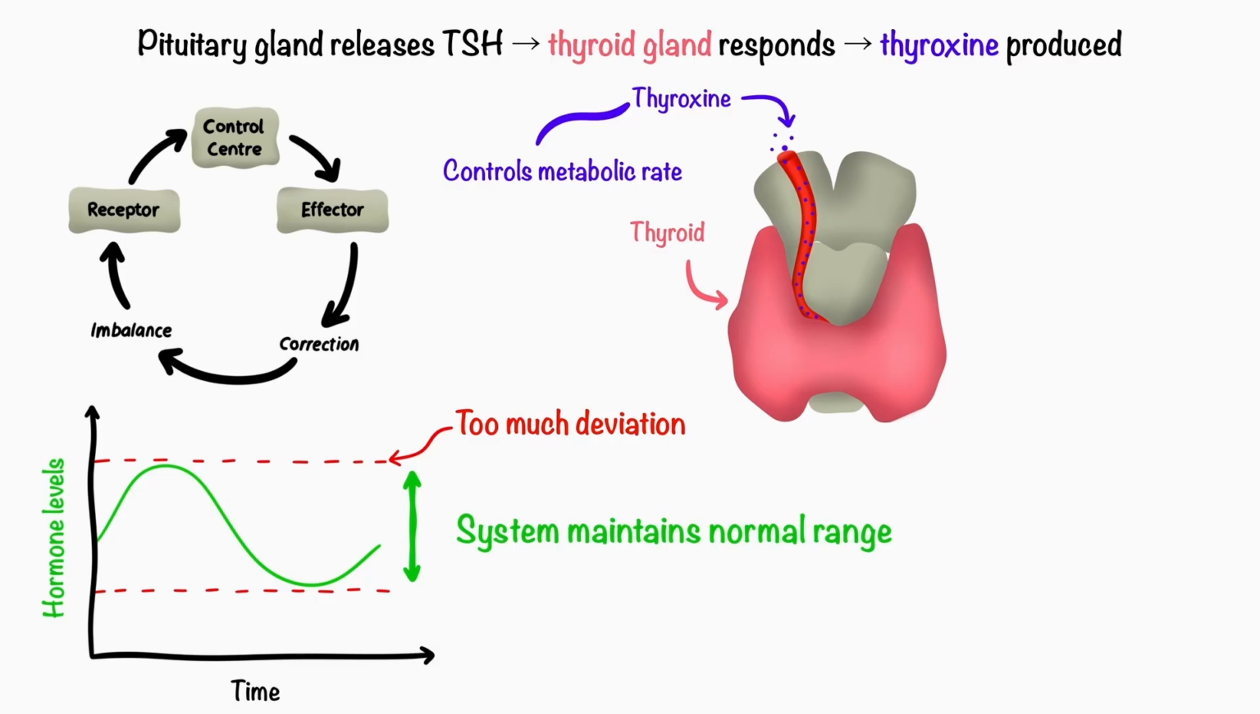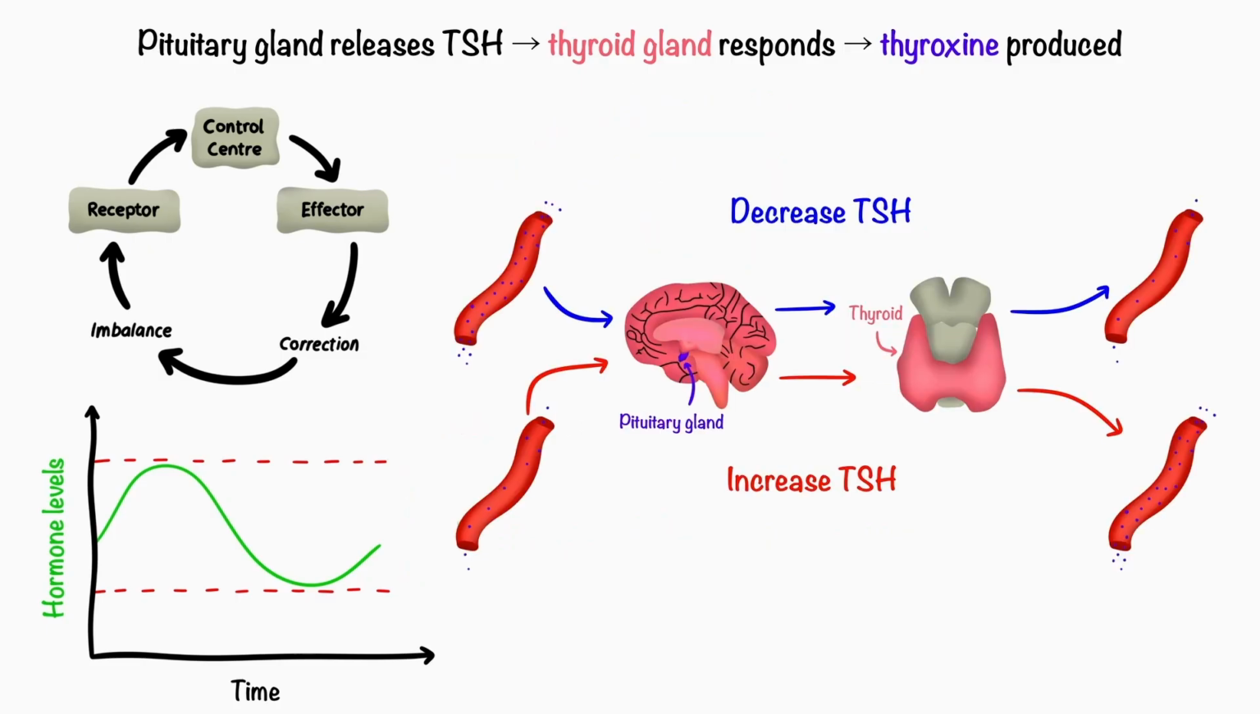The release of thyroxine is controlled by thyroid stimulating hormone, TSH, which is released by the pituitary gland. When the level of thyroxine in the blood is too low, the pituitary gland secretes more TSH. This stimulates the thyroid gland to release more thyroxine, bringing levels back to normal. Conversely, when thyroxine levels are too high, the secretion of TSH from the pituitary gland is reduced. This decreases the amount of thyroxine released from the thyroid, bringing levels back down to normal.